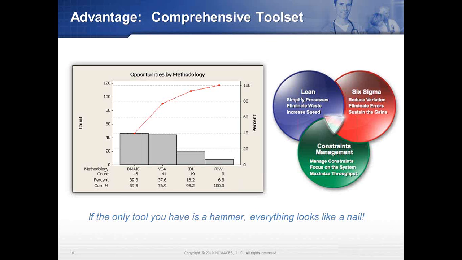Six Sigma is all about reducing variation and eliminating errors, defects. And the thing that I like best about Six Sigma is the C in the DMAIC roadmap.